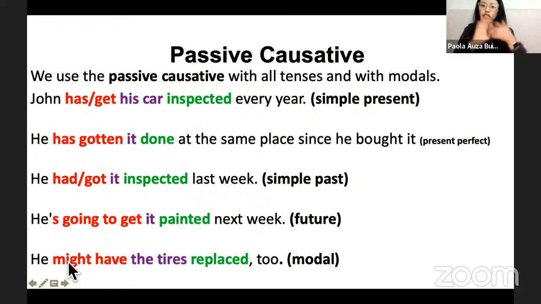All right. So just a quick summary. I can use this passive causative with all tenses and with modals. So it's not just might. I can use may. I can use could. I can use all of the modals. All right. Any questions?